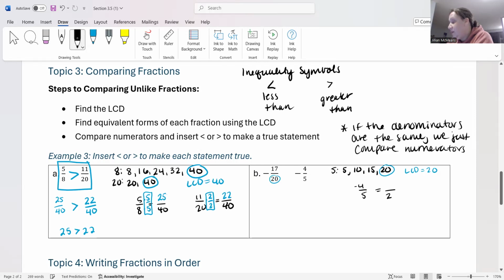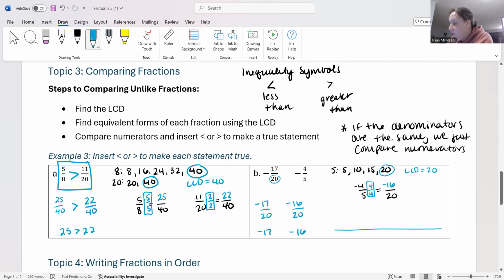So I want to rewrite negative 4 fifths as something over 20. So I asked myself, what would I multiply the denominator of 5 by to get 20? Well, I would multiply by 4. So I want to multiply the top and bottom by 4. That's my form of 1 that I'm looking for. And negative 4 times 4 is negative 16. So what we're really comparing is negative 17 twentieths to negative 16 twentieths. I think I said we're comparing negative 20. I should say we're comparing negative 17 twentieths to negative 16 twentieths.